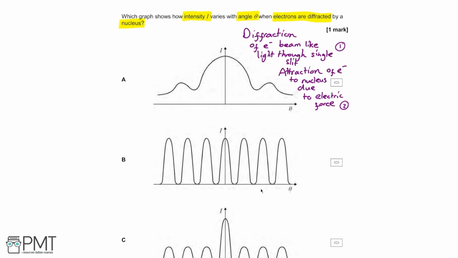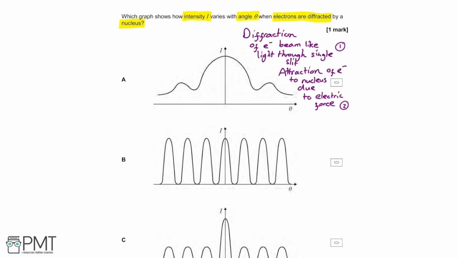Secondly, we have the attraction of electrons to the nucleus due to the electric force. Because the electrons form a beam of finite width, some electrons will be closer to the nucleus than others as they go past. Since the electric force depends on the distance between the two objects, in this case the nucleus and the electrons, the ones that go closer to the nucleus feel a stronger electric force and are attracted more. However, there will be fewer electrons close to the nucleus compared to those farther away.